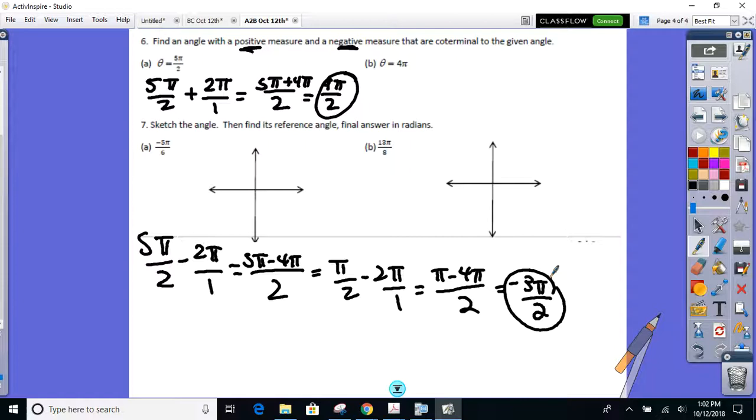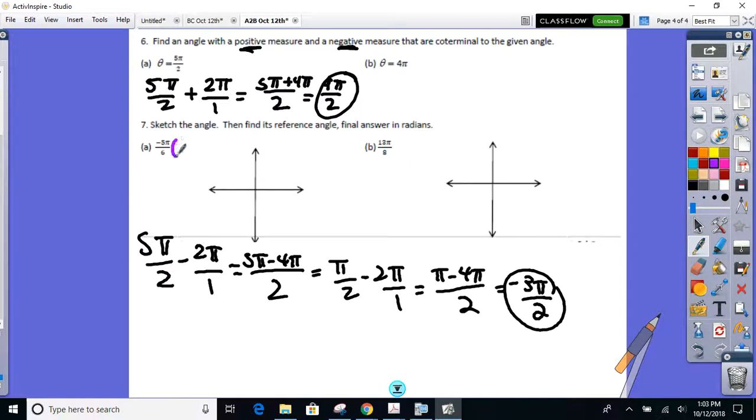All right, I've got time to do one more. Can we skip to number 7A? Because we can do 6B in class on Monday. And actually, that one's not going to take too long. Can you sketch this angle, negative 5 pi over 6? Probably not, because it's in radians, right? But if you knew it was in degrees, you could probably sketch it. Everyone agree?